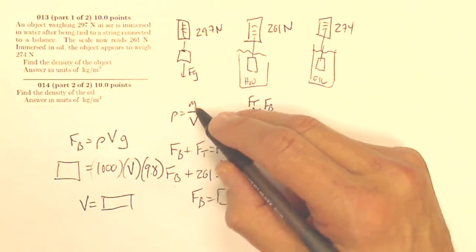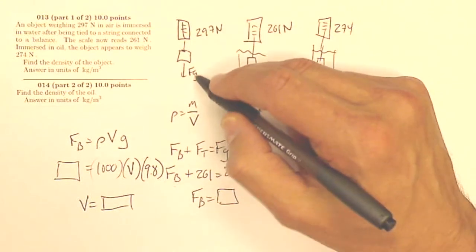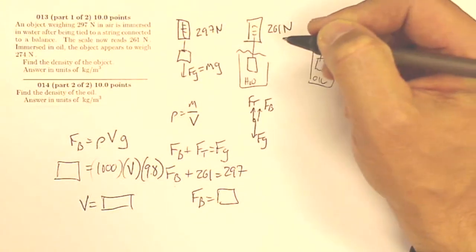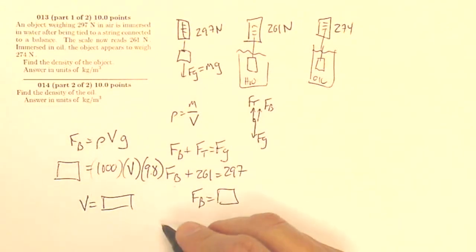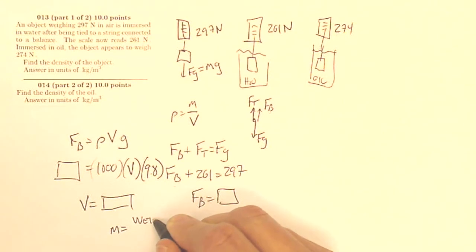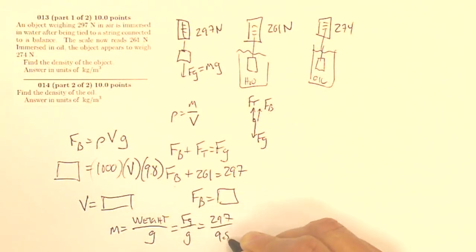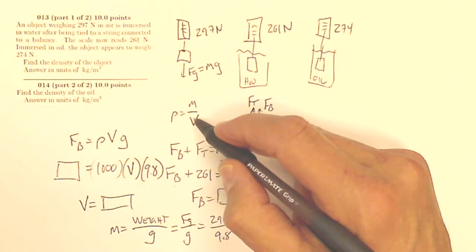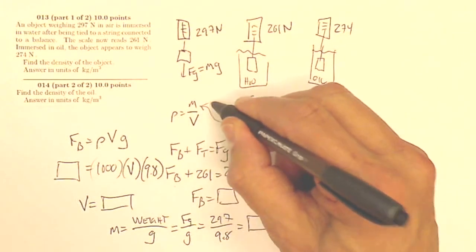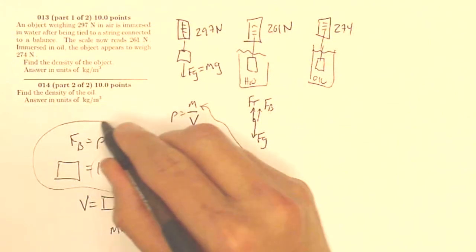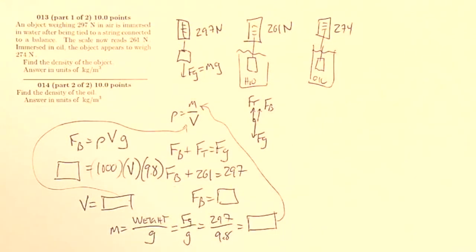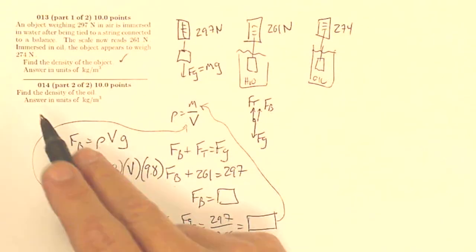So now to figure out the mass of the object, well, that's easy because this is 297, and so that's the force of gravity, which equals the mass times the acceleration of gravity. So to get the mass, I know that my mass is going to be my weight divided by g, or the force of gravity divided by g, or it's going to be 297 divided by 9.8, and that's going to give me the mass of the object. So now to get my density, it's going to be my mass divided by my volume. There's my mass, there's my volume. Now I can get the density of the object. So I'm good there. Find the density of the oil.